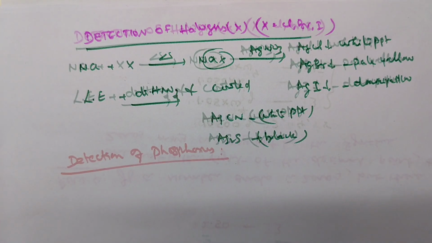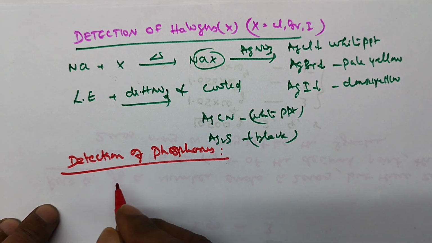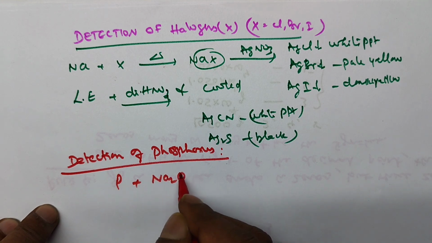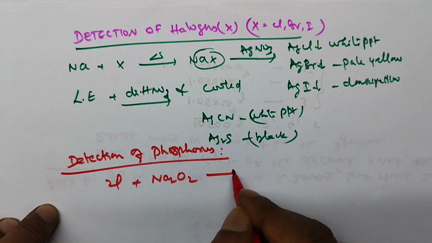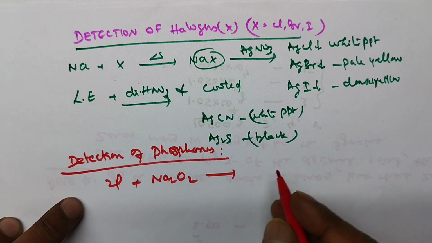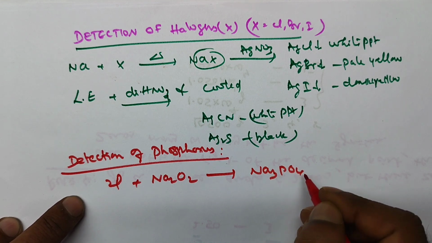Okay. And the next element is phosphorus. It is rarely present in organic compounds. Anyhow, we will find out how to detect phosphorus in organic compounds. Normally, the organic compound containing phosphorus is treated with sodium peroxide, Na2O2. This oxidizes the phosphorus, and it forms Na3PO4, sodium phosphate.